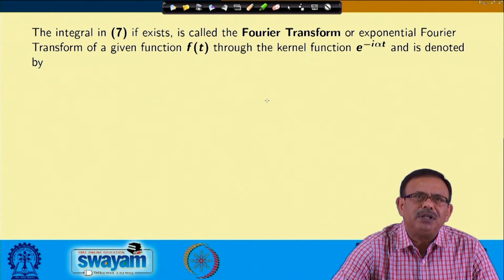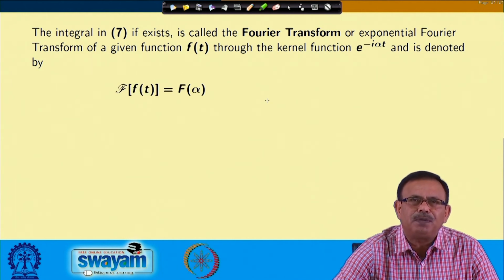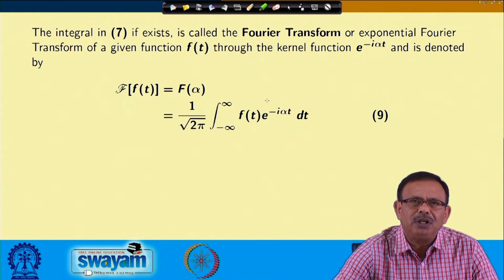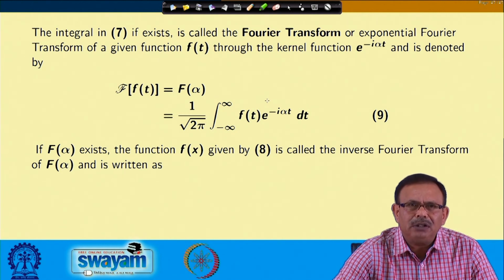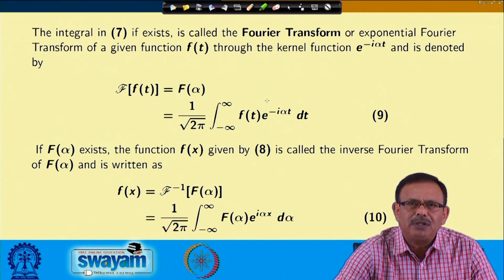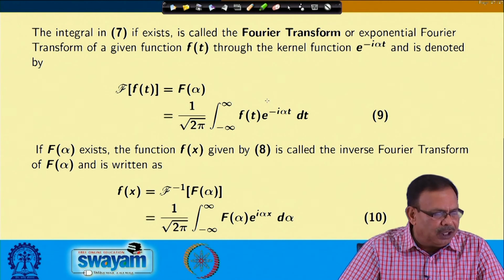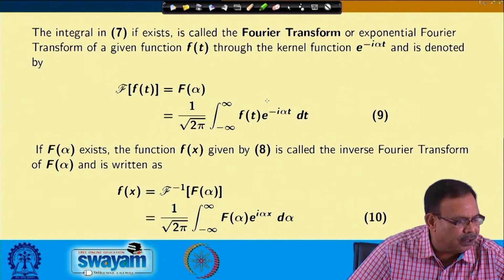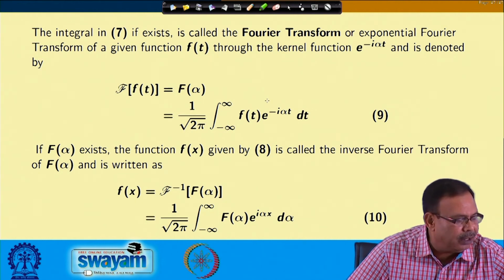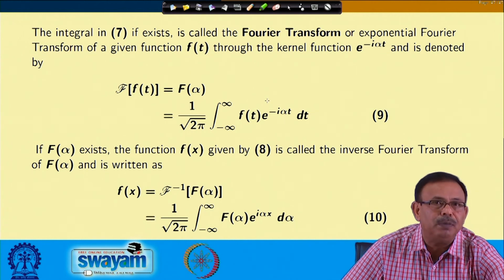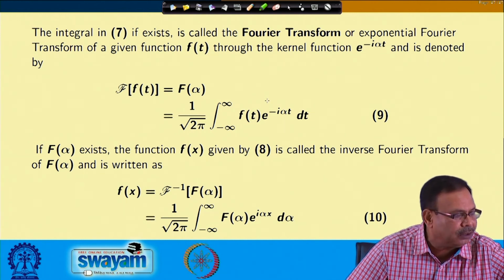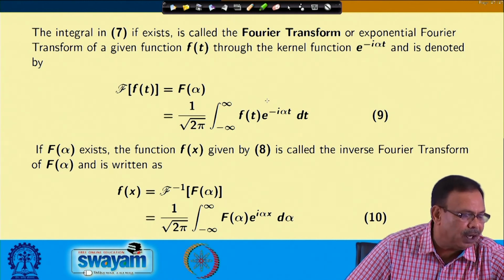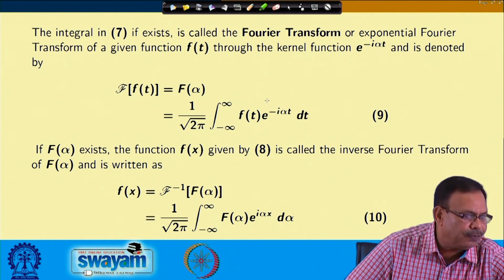Now, if this integral exists, it is known as the Fourier transform of the function, which we are denoting as equation 9. Same thing we are saying: if the Fourier transform exists, then the value of f(x) can be obtained from this. So equations 9 and 10 give me these two forms. Please note that equations 9 and 10 give me the Fourier transform of the function as well as the inverse Fourier transform of the function f(x).